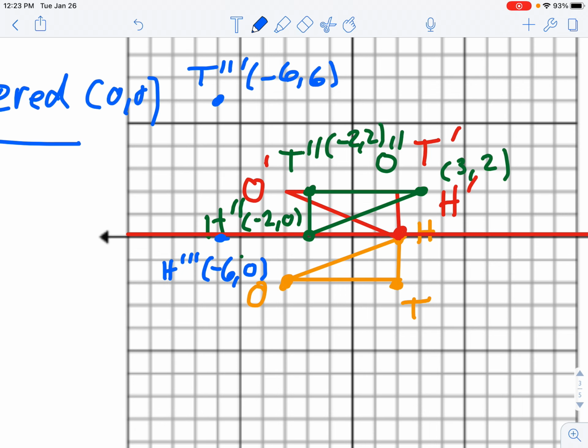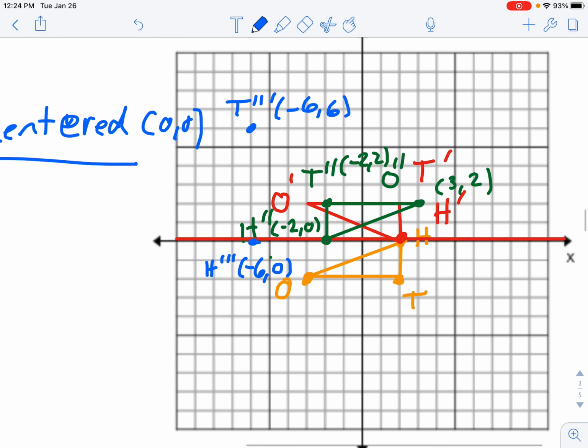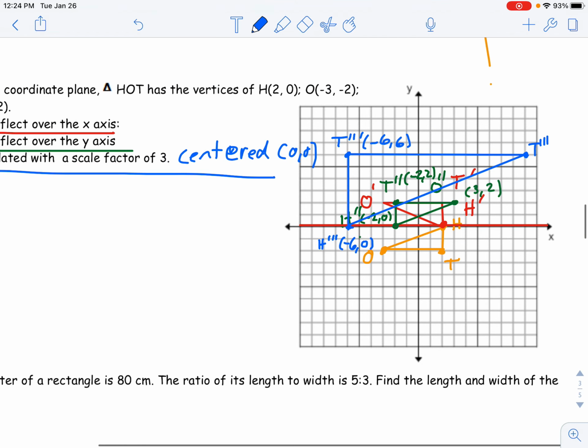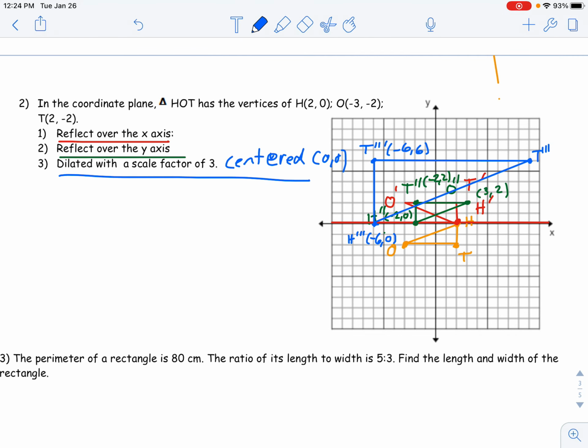And then T double prime is at 3, 2. That's going to go to 9, 6. There we go. All right. My apologies for almost messing up the reflection over the y-axis, but I caught my mistake. And then we multiplied by a scale factor of 3.